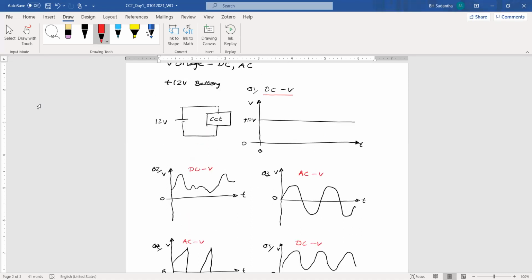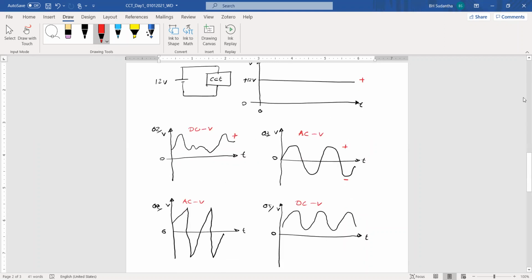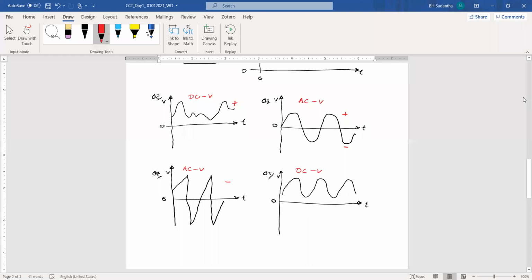This DC waveform is always on the positive side. The value is positive. This voltage is positive all the time. But here, one time it's on the positive side, another time it's on the negative side. This waveform has positive voltages as well as negative voltages in different time periods. Here also positive, negative, but this one only positive. Because of that, this is DC.